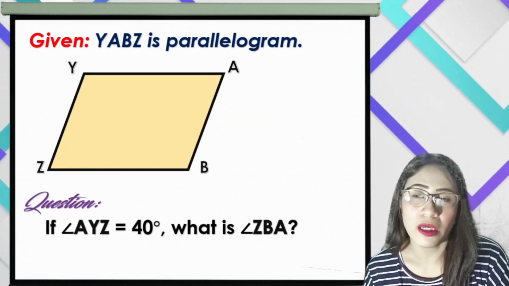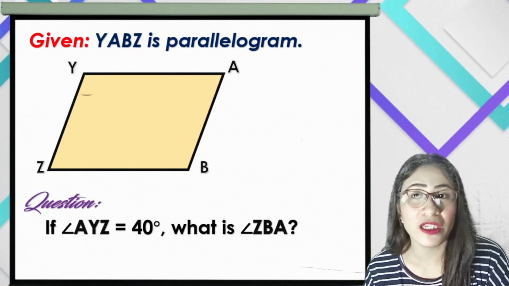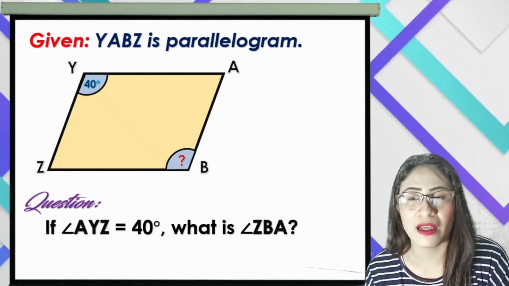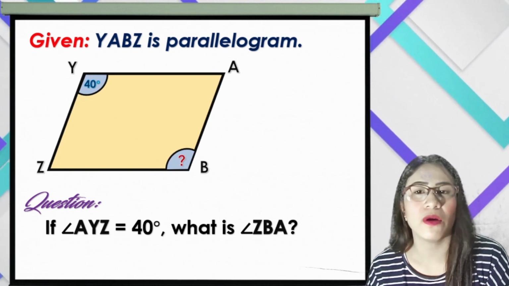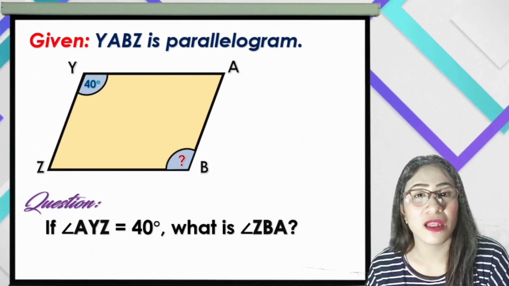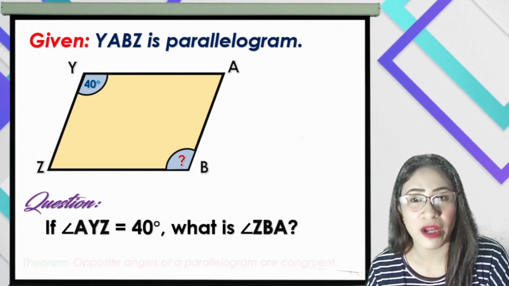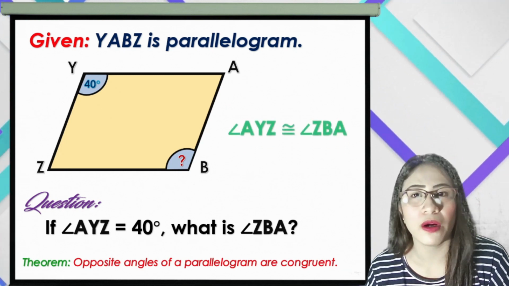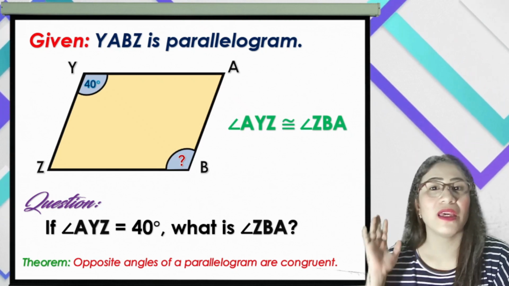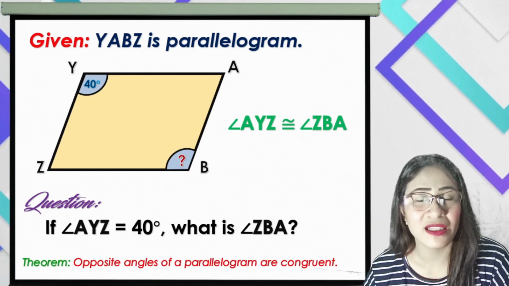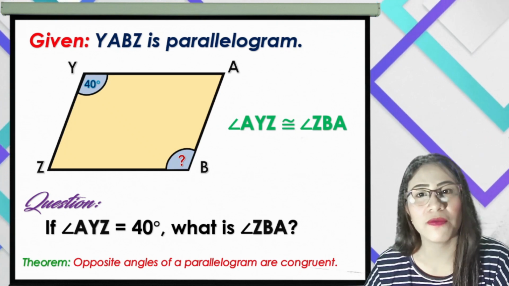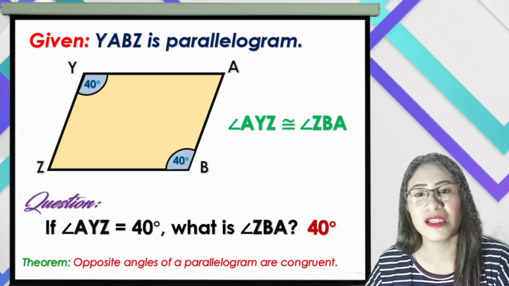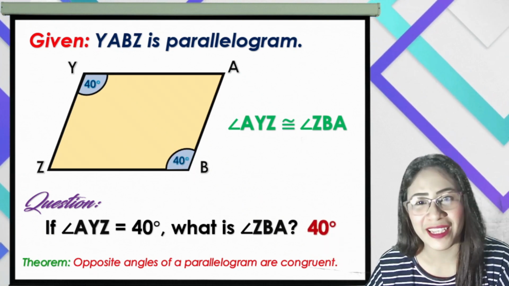Another question. If angle AYZ is 40 degrees, what is the measurement of angle ZBA? Since they are opposite angles, and the theorem says opposite angles of a parallelogram are congruent, angle AYZ is congruent to angle ZBA. Therefore, the measurement of angle ZBA is also 40 degrees.